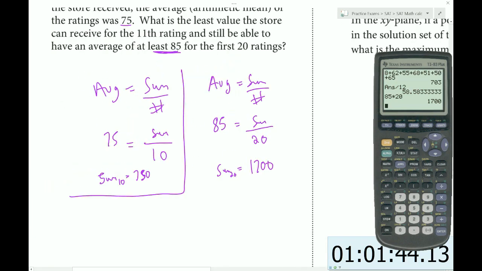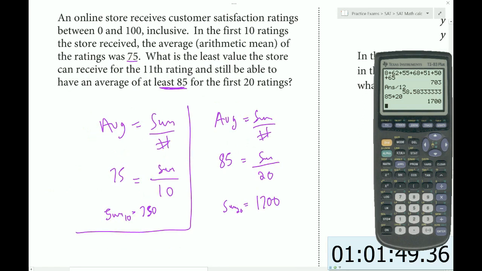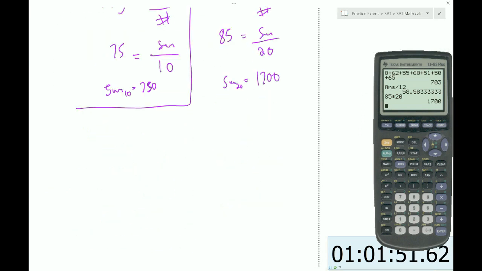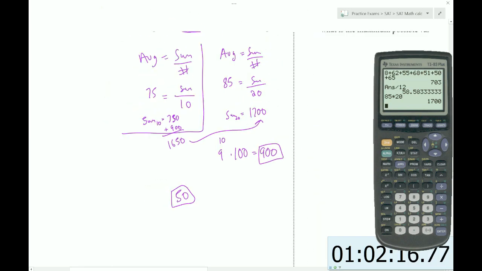So what we could do is assume that we got a maximum score on 12 all the way through up to 20. There are 10 more exams, and on 9 of them we got 100. So that's 900. We can add that to the original sum to get a new sum, which would be 1650. And then we just need 50 more points to get up to 1700. So 50 is the minimum score we can get on that 11th test to get us up to the mark.